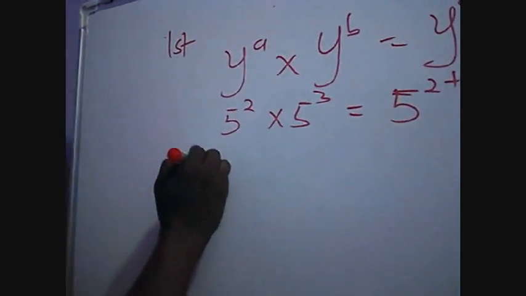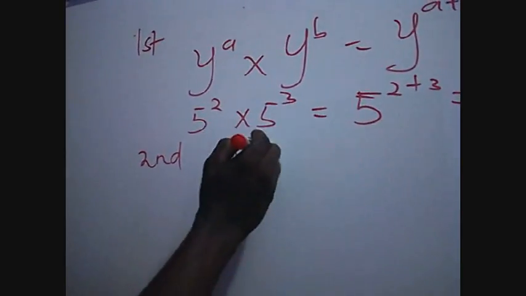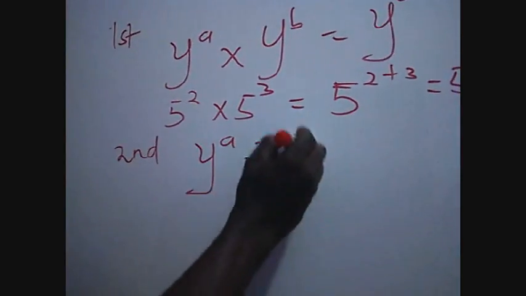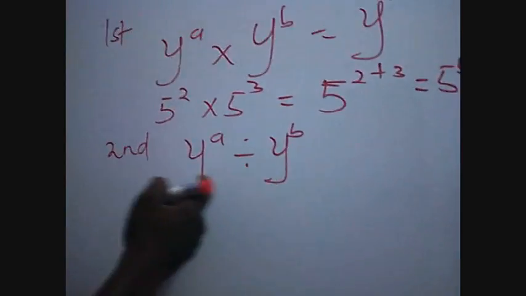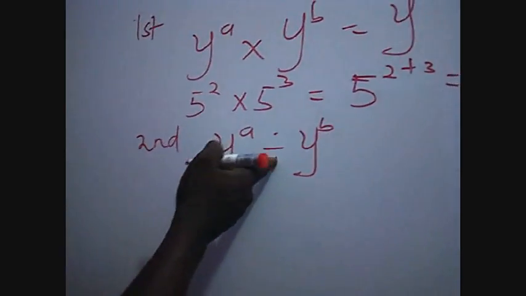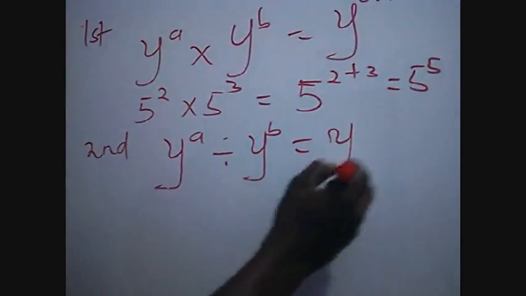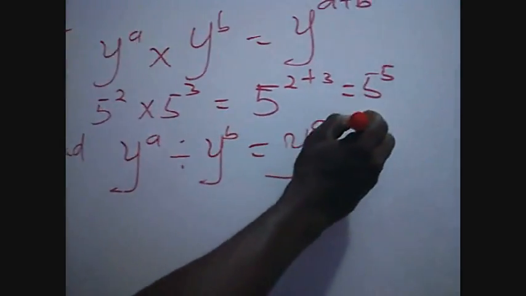So in the second law, using something similar to this, we have y raised to the power of a divided by y raised to the power of b. Here we have the same bases, but we have division in between them. In this case, this is the same thing as picking one of the two bases, which is y, raised to the power of a minus b.